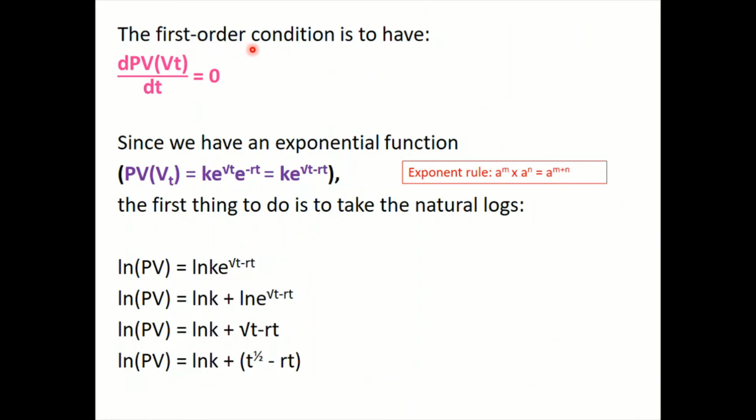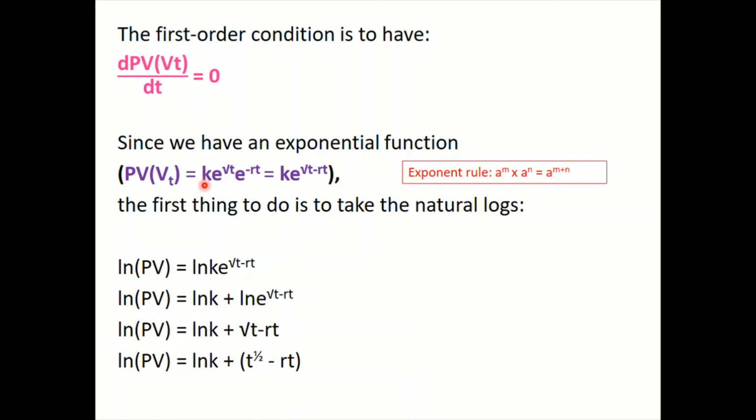The first order condition is then to take our present value function, differentiate with respect to t, and set it equal to 0. This is going to help us work towards identifying the optimal time at which to sell our asset. So let's take our present value function that we saw on the previous slide, and here it is rewritten here, and it's an exponential function as we saw.